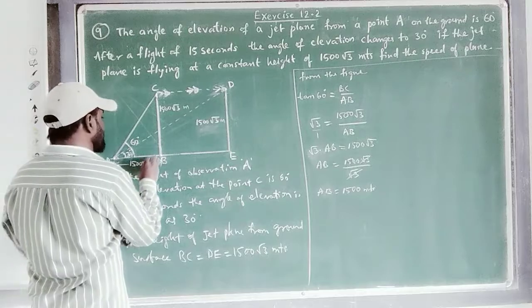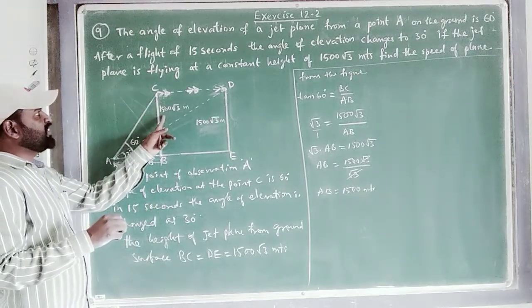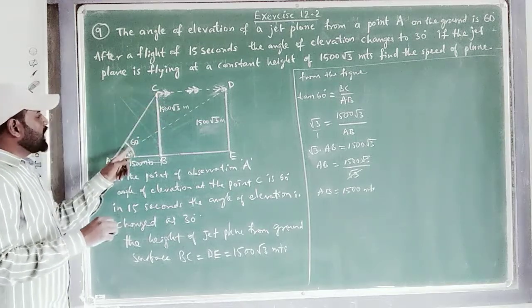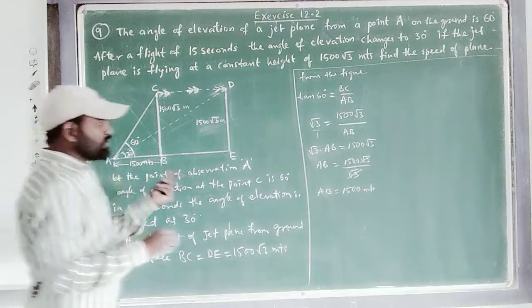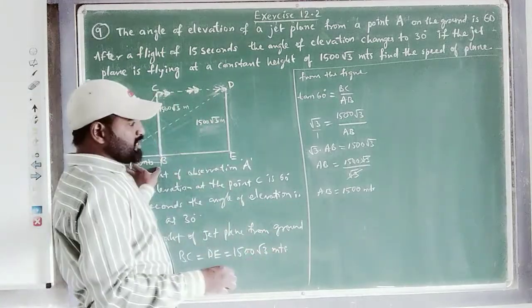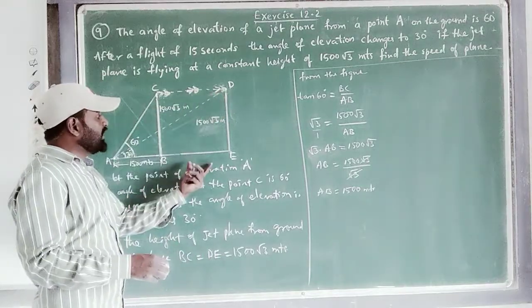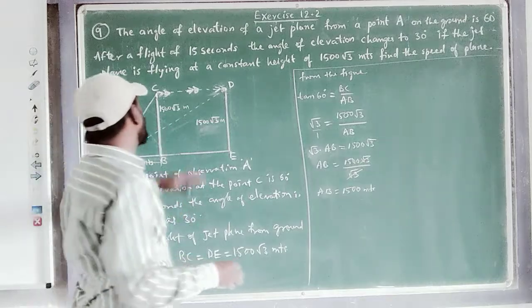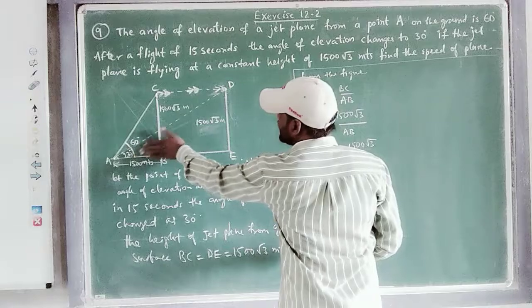So from 1500 meters distance, if you observe the flight flying at 1500 root 3 meters height from the ground, it is making an angle of 60 degrees. What is the distance? 1500 meters. So up to here we got the distance. But that flight has traveled from here to here. That means we actually need this distance. To find out that distance, let us utilize the triangle ADE.